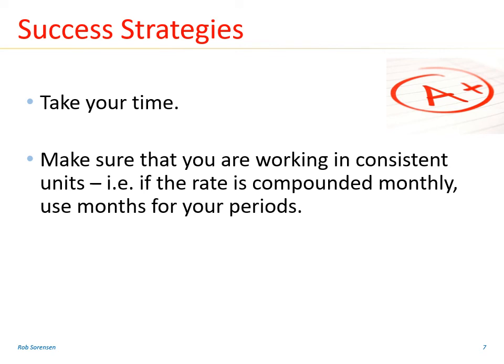Let's make sure we're working in consistent units. So if the rate's compounded monthly, we're going to use months for the periods. If the rate's compounded annually, we'll use years. If the rate's compounded quarterly or 4 times a year, we're going to work in quarters. There's not a lot of different compounding ones, is there? There's annual, semi-annual, quarterly, monthly. You may see weekly, daily. Those would be the big ones. There may be a few others that come up from time to time, but those are the big ones. So you'll typically be working with one of those. You'll get used to them real quick.